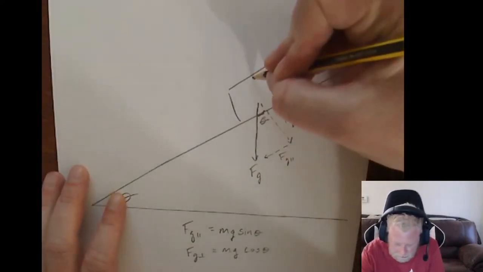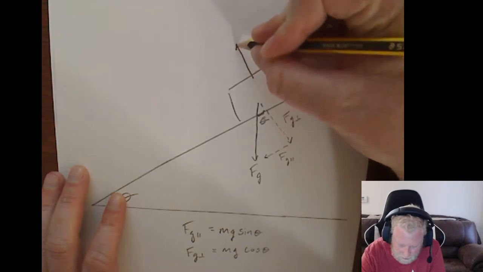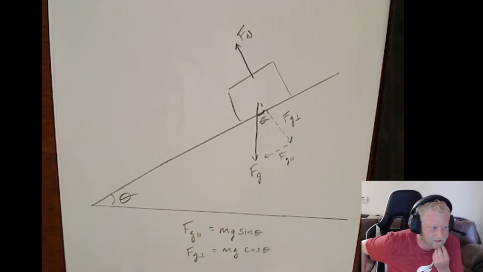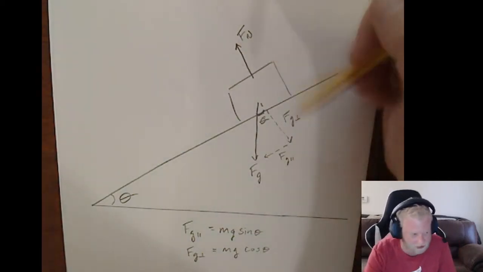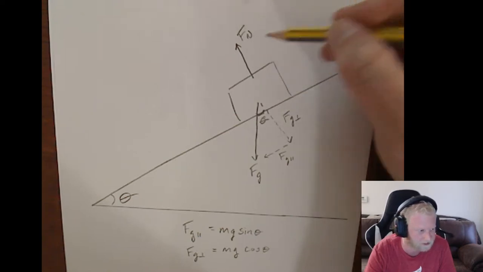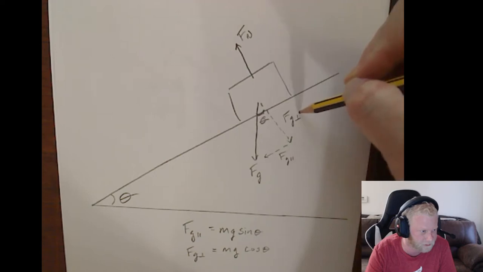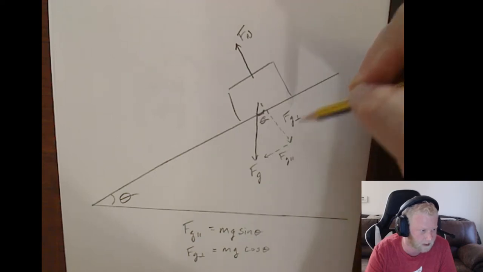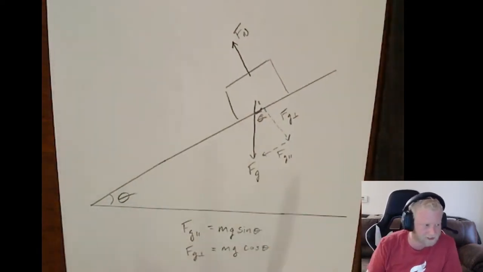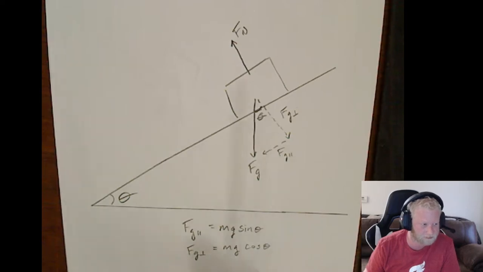So your normal force is perpendicular to the surface of this incline. So typically you don't have acceleration in the perpendicular on any of these incline problems. So typically your normal force is going to be equal to your perpendicular component of the gravitational force. So here's your basic template for these problems. Let's go through a couple together.